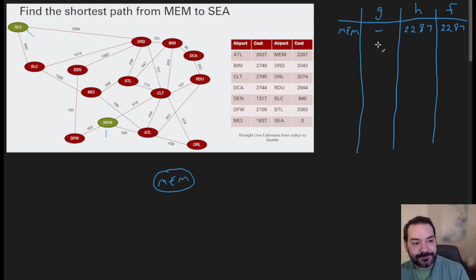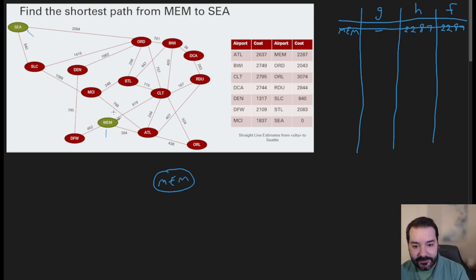Anyways, what I like to do is draw this four-column grid with a G, H, and F in this position. That is my way of processing this as I go through it. Since we're dealing with Memphis as my starting point, it's the first thing in the queue. We don't really consider that a step. We just acknowledge that we have to do it, but it gets removed out of the queue.